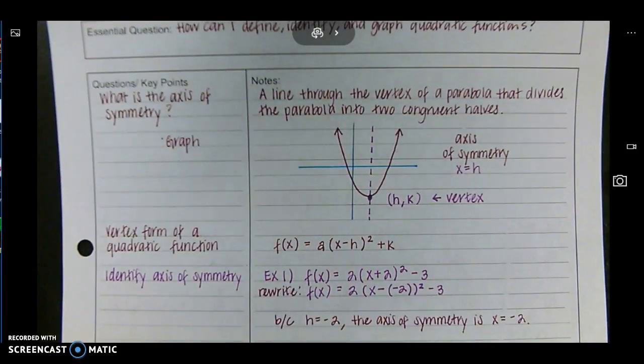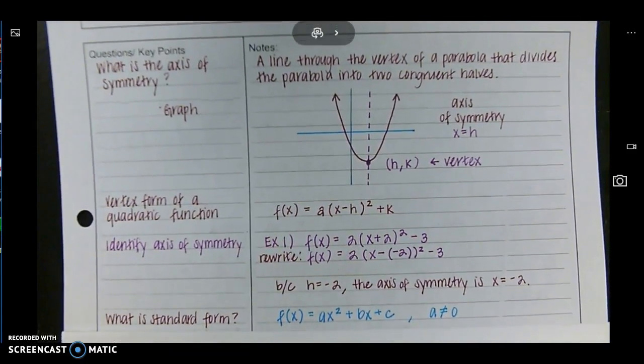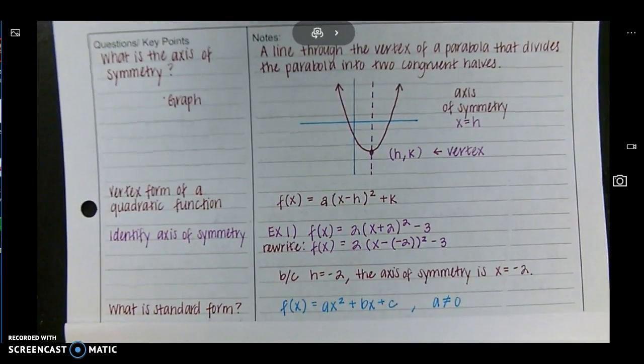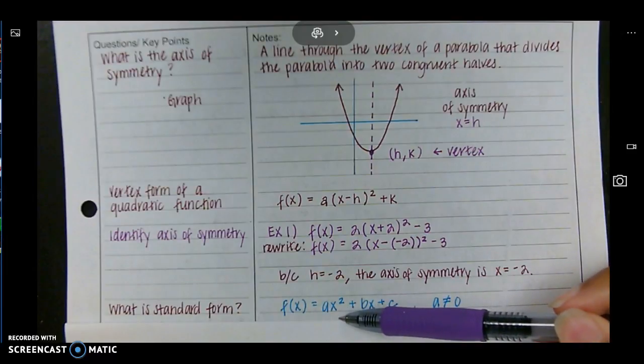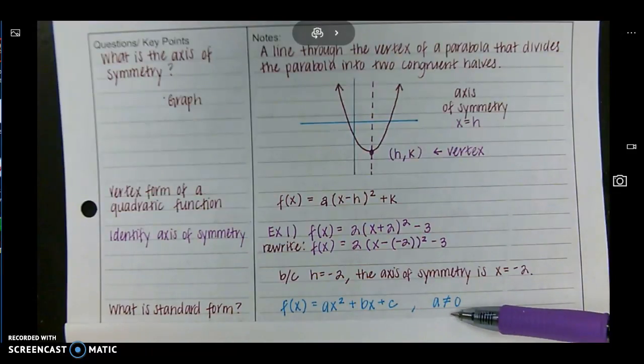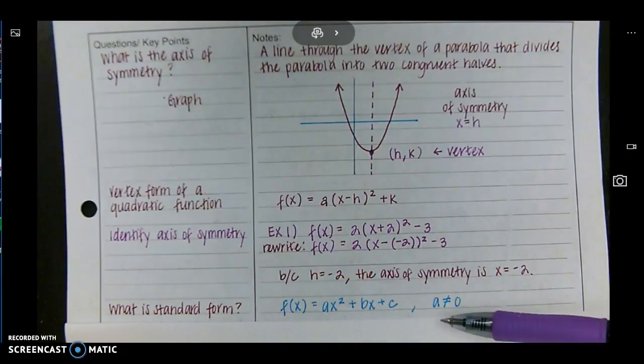Now we need to ask ourselves, what is standard form? What is standard form? We know what the vertex form is. Standard form is written as f of x equals a times x squared plus bx plus c, where a cannot equal 0. So the leading coefficient for your first term can never equal 0. It can be any other number other than 0. That's all that means. Okay?